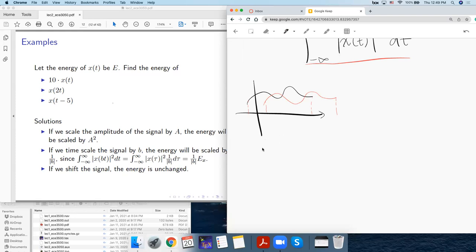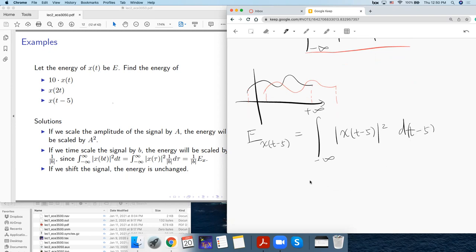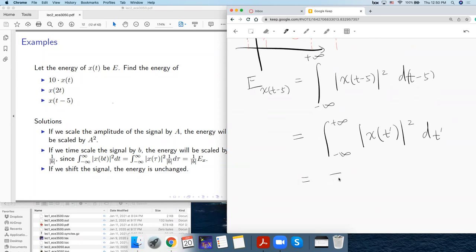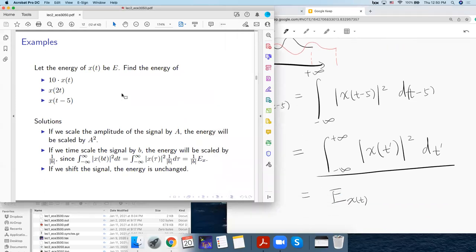So mathematically, you can look at the energy of this time shifted signal. Again, we can do a change of variable for free this time. Because the integration is over minus infinity to infinity, t minus 5 doesn't change the range of this variable. So you can define t minus 5 to be t prime. So it doesn't really change the energy of the signal. And this is, by definition, the energy of x(t). Okay, so time shifting will not change the energy of the signal.